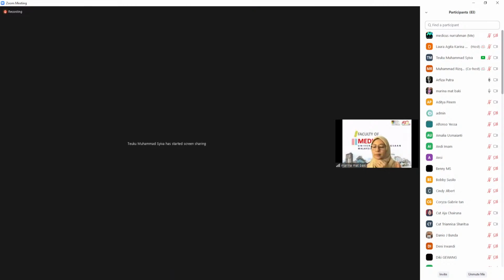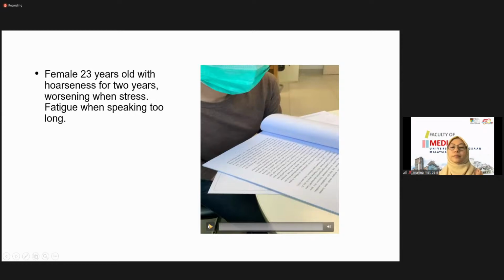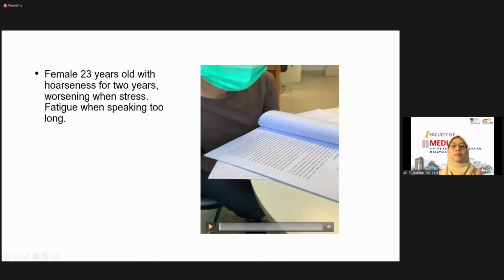This is the case, Prof. Actually, the same case that you have presented. I just want to discuss the next treatment options that we will discuss with the patient. So this is the patient, a female, 23 years old, with hoarseness for 2 years, worsening when distressed and with fatigue when speaking too long.